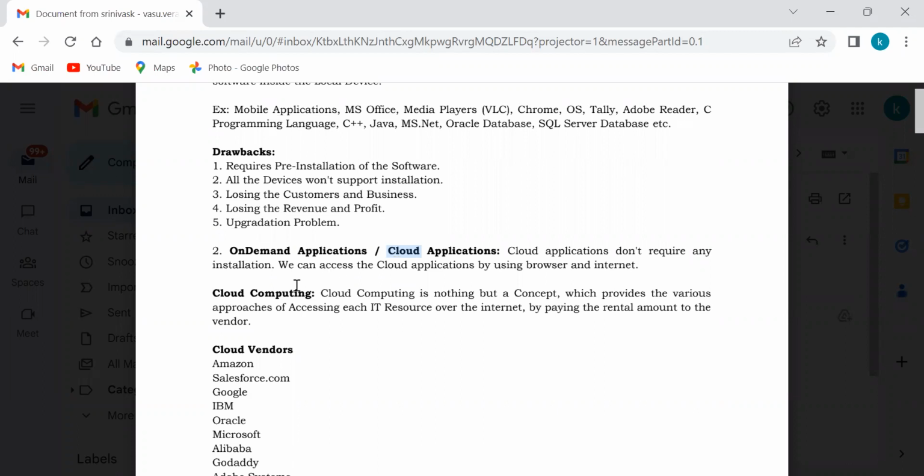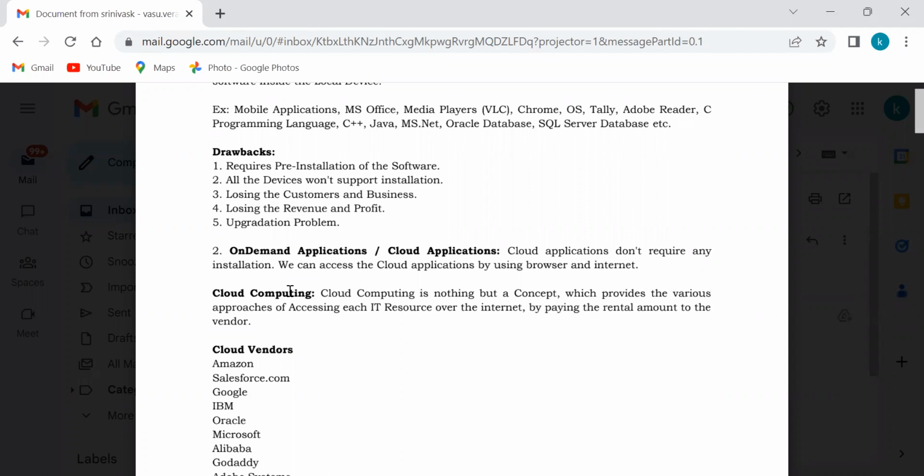Next, what do you mean by cloud computing? So what is cloud computing? Most people think it is a software. It is not a software. It is an approach, or a concept. Cloud computing is an approach or concept of using various IT resources over the internet by paying a rental amount to the vendor.